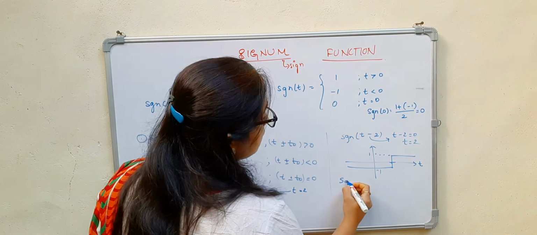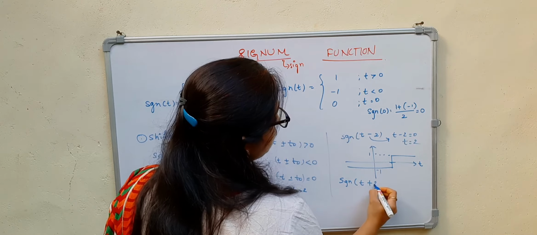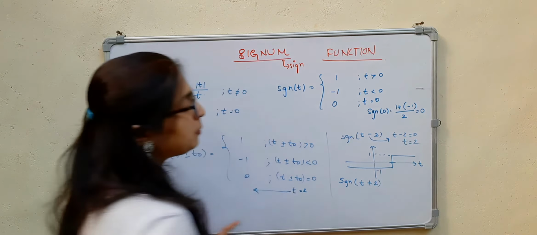If I consider SGN of t plus 2, that means the signum function will be shifted towards the left by 2 units. It will be like this. At -2, there will be a discontinuity, since t plus 2 is equal to 0. That means t is equal to -2. So this will be your signum function, that is signum of t plus 2.